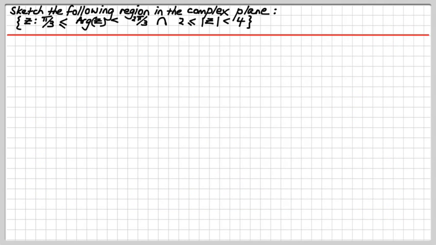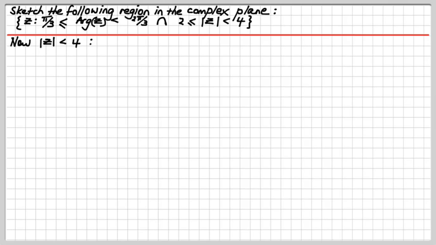First cab off the rank, we've got a funny looking beast here. We're saying that the argument of z is greater than or equal to pi on 3, but at the same time it has to be less than 2/3 of pi. That's argument, that's the angles. And at the same time, the modulus of z, that is the distance of z from the origin, has to be greater than or equal to 2, and at the same time has to be less than 4. Yes, I think we can do that.